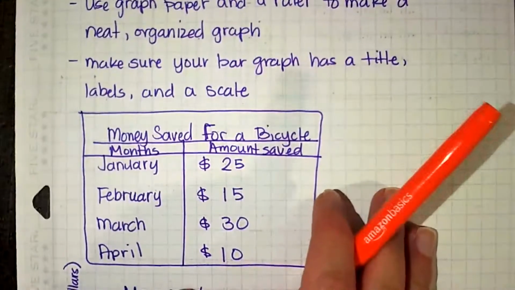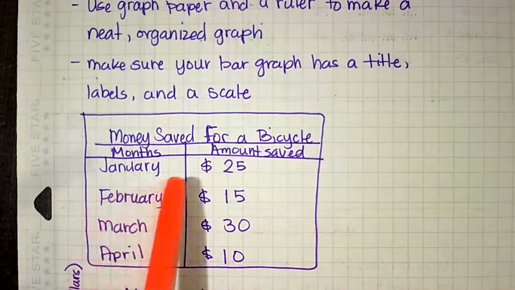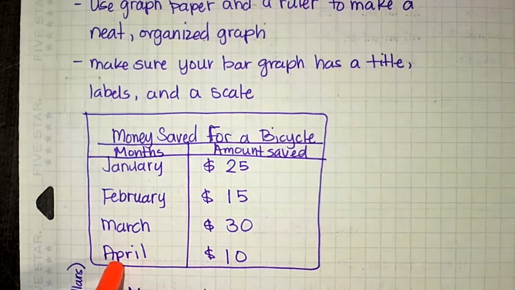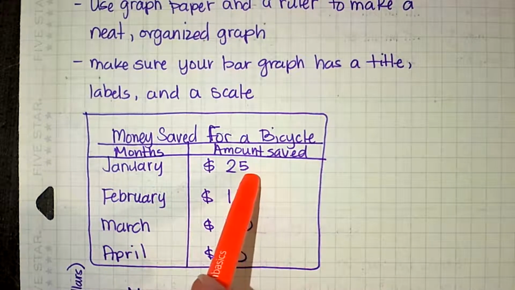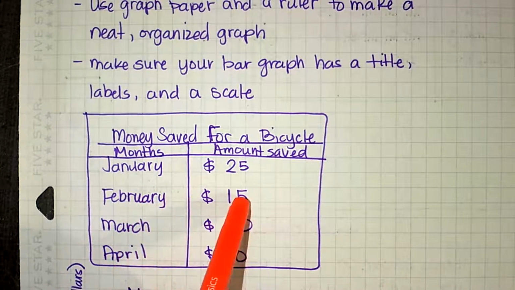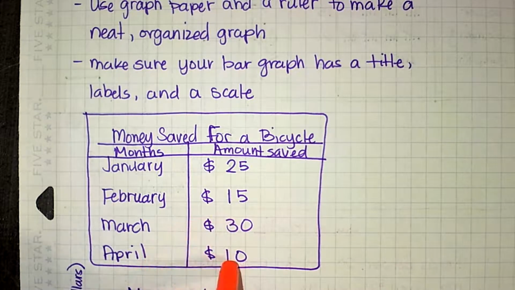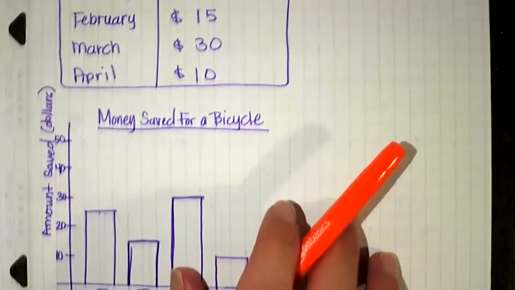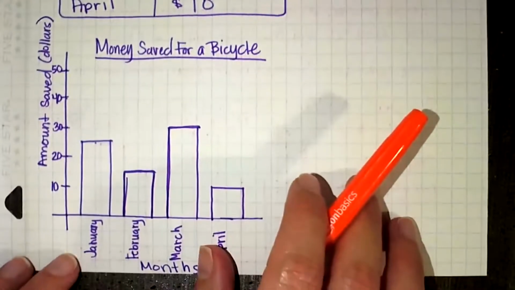So for example, over here, I put the money saved for a bicycle, and I put the months and the amount saved. So January, February, March, and April. I'm saving money for a bicycle. So in January, I saved $25. In February, I saved $15. In March, I saved $30. And then in April, I saved $10. Now I want to put this information together into a bar graph.